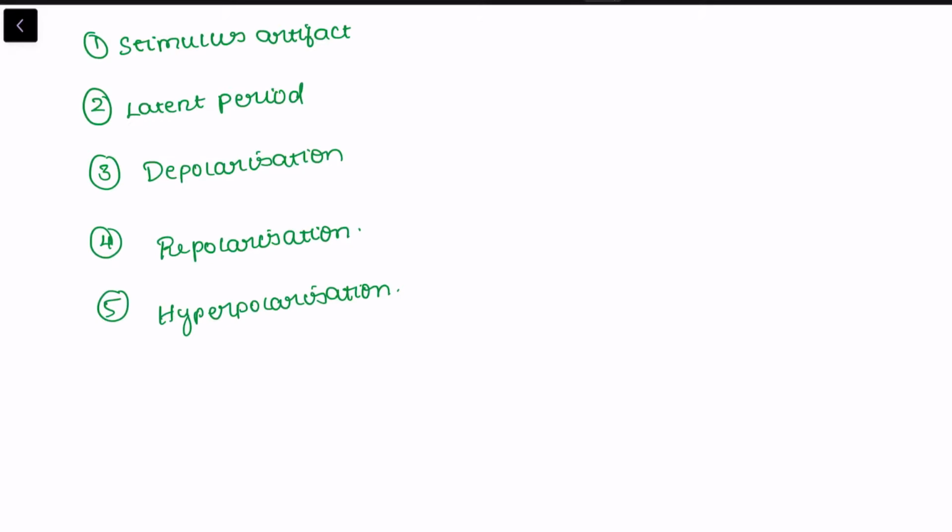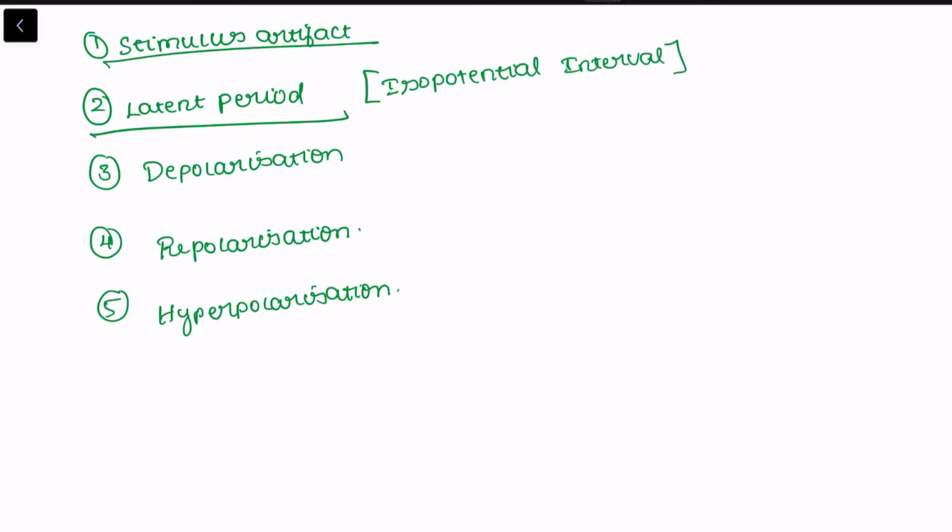Stimulus artifact. Just imagine I'm going to prick a cell with a needle. Say you're sitting now and I'm going to prick you with a needle. You'll be sensing something, right? Some signal will be sent to the brain. That first stimulus, nothing but the needle pricking you, is called the stimulus artifact. It is nothing but a stimulus. And then comes the latent period. It is an isopotential interval. In short, it's nothing but a small interval phase in between the stimulus and the depolarization.